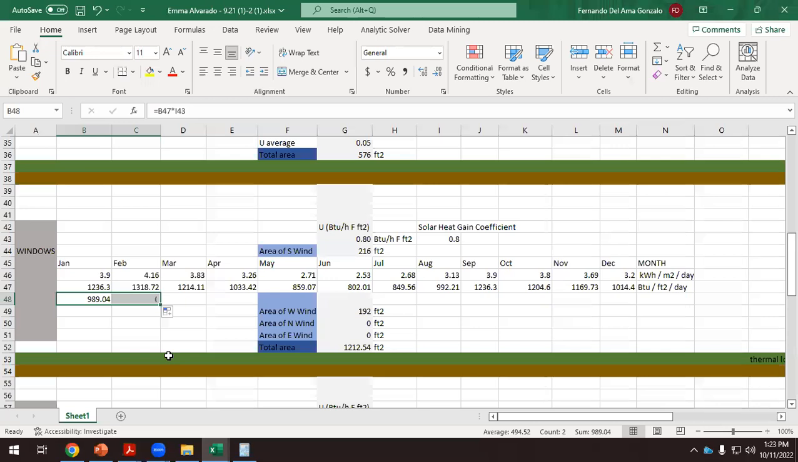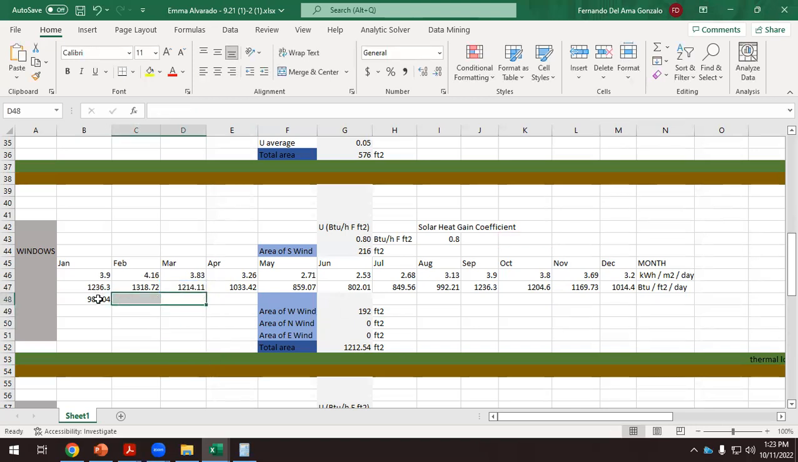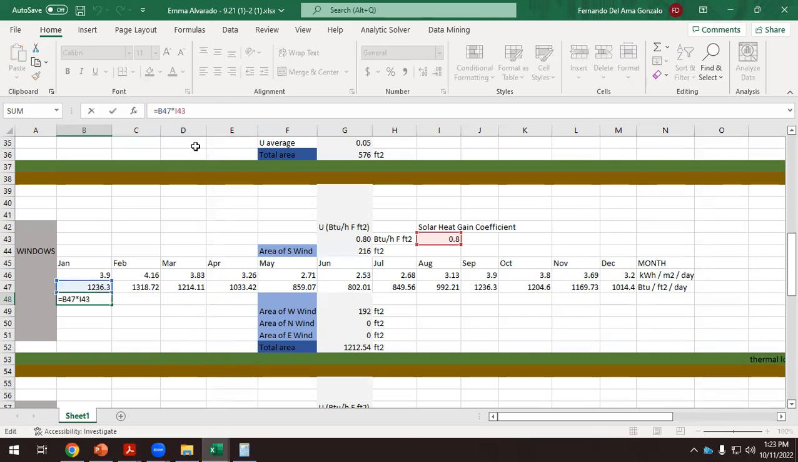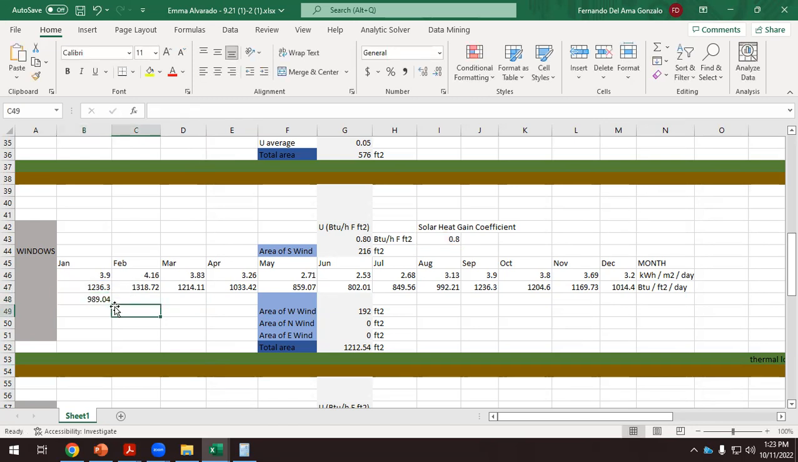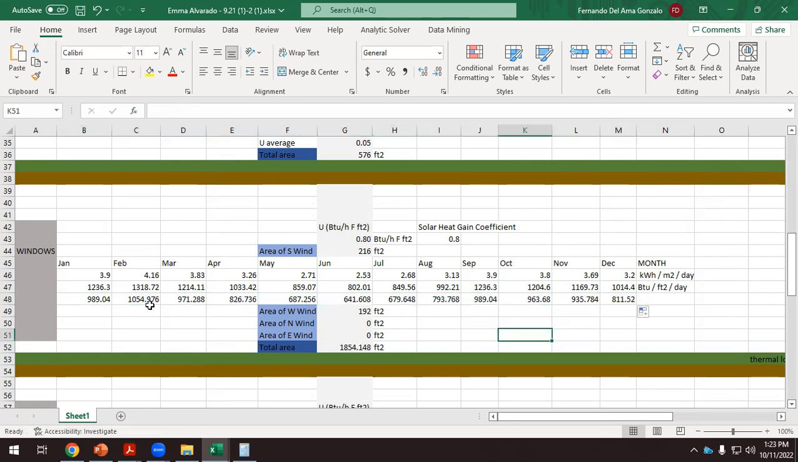What if I drag this here? I don't get valid values because here I'm taking this cell. How can I fix it? By typing here $, because I want the solar heat gain coefficient to be a fixed value. So this is $, and $. Now, if I drag all this, whoops, I get valid values for January, February, March, April, whatever.